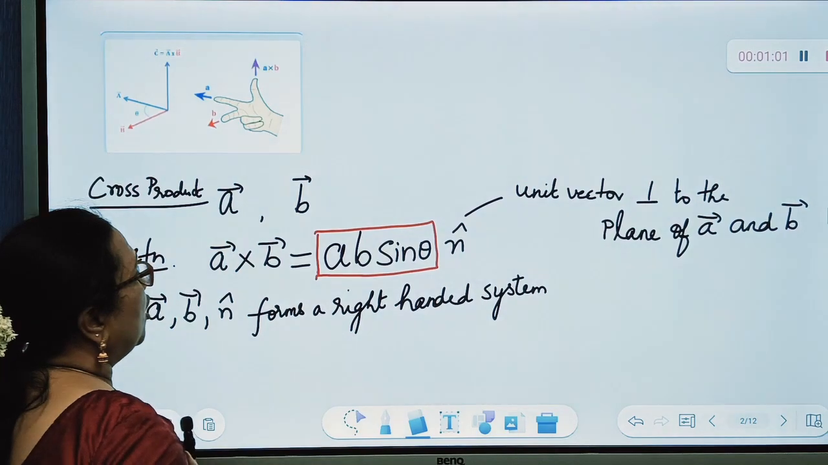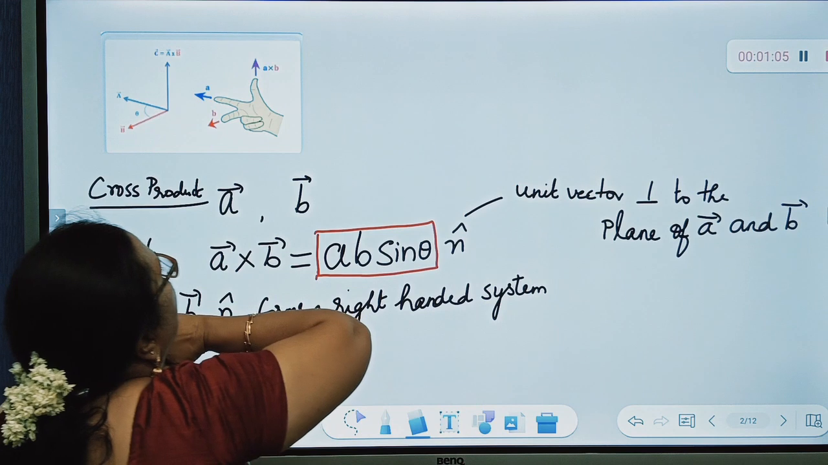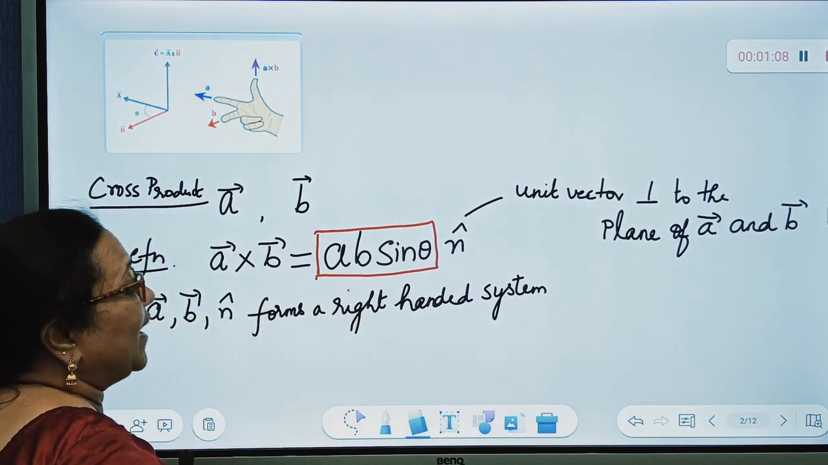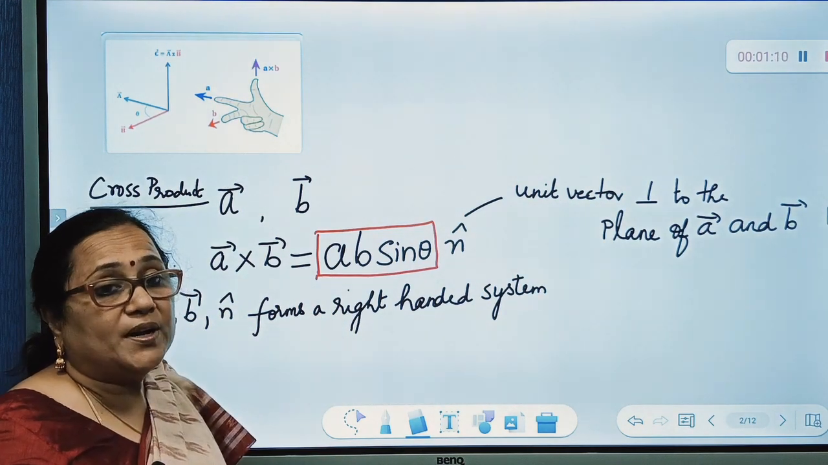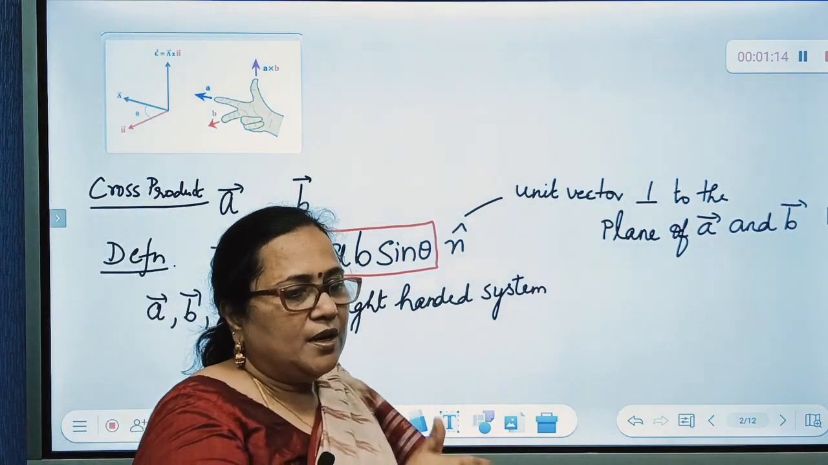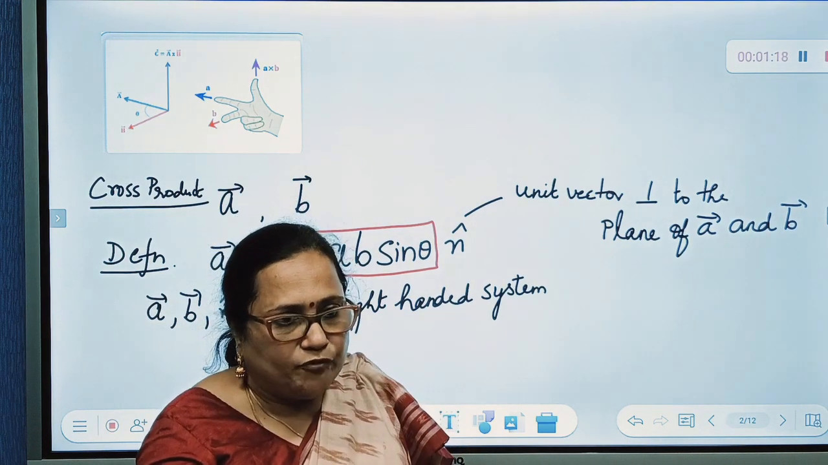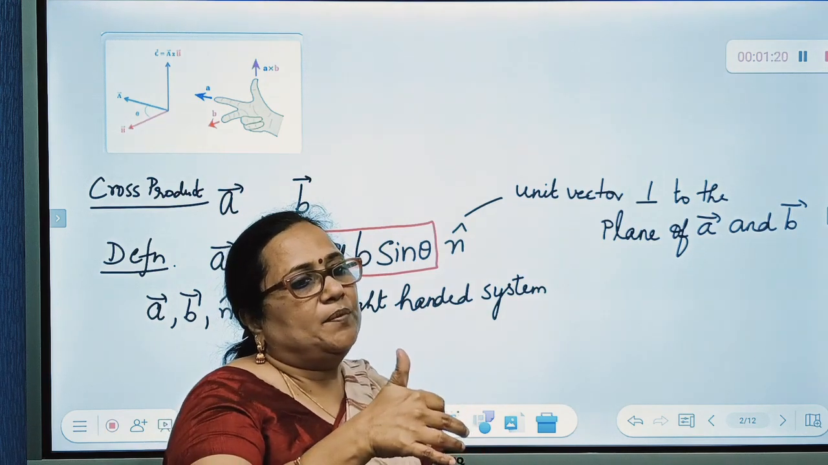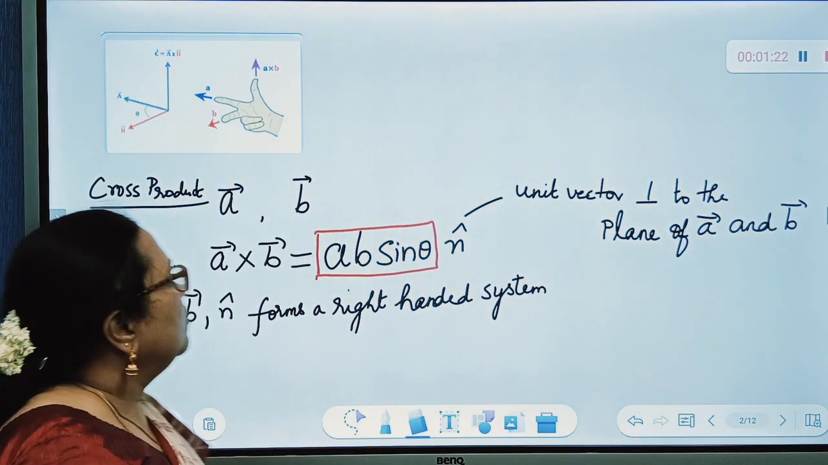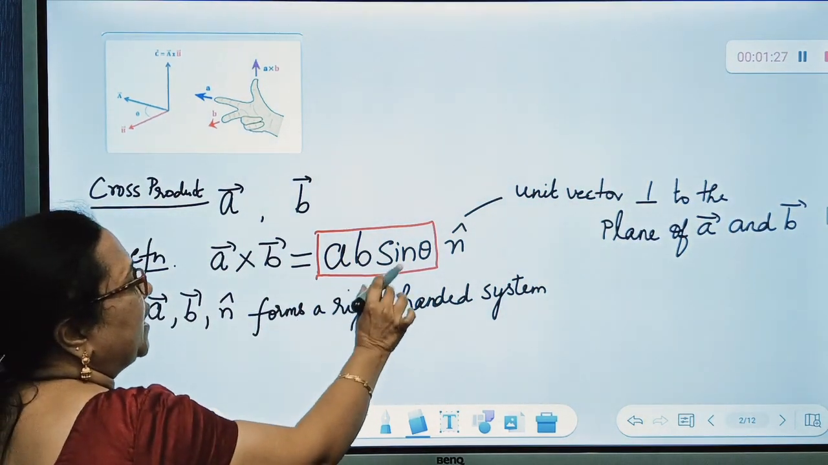Now, it is very important that the direction of A, B, n, if you look at this figure, indicates the fact that A, B, n should form a right-handed system. That is, if I move from A to B, my C vector should be in this direction. As I move from i to j, this should be my k vector. So, this is the definition of cross product. A cross B is AB sin theta n cap.